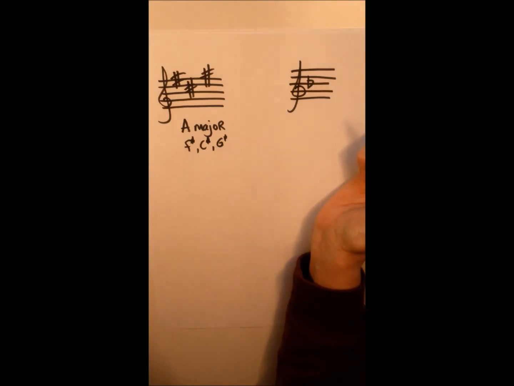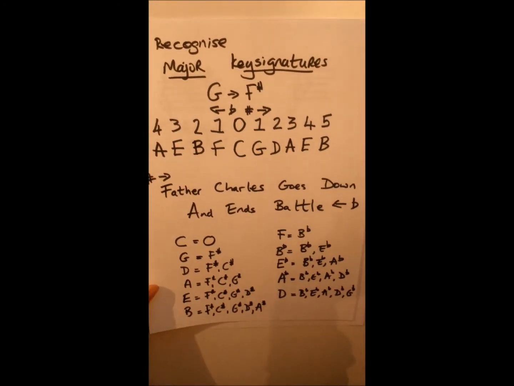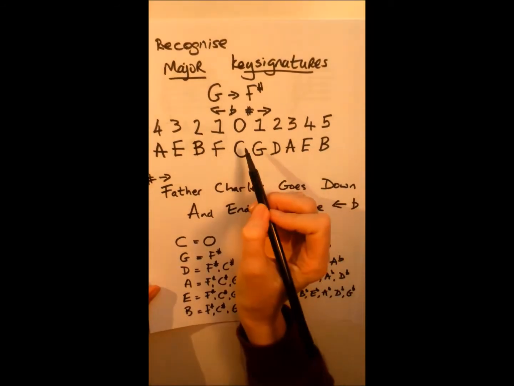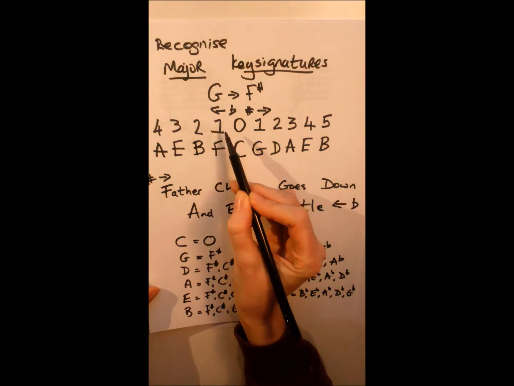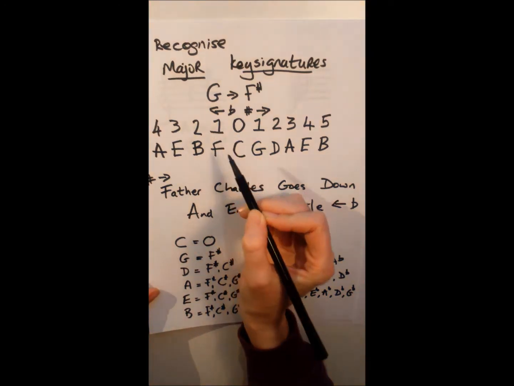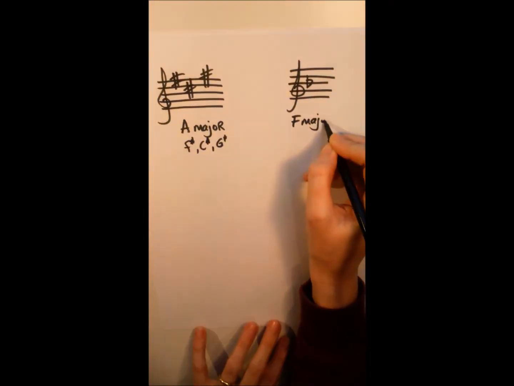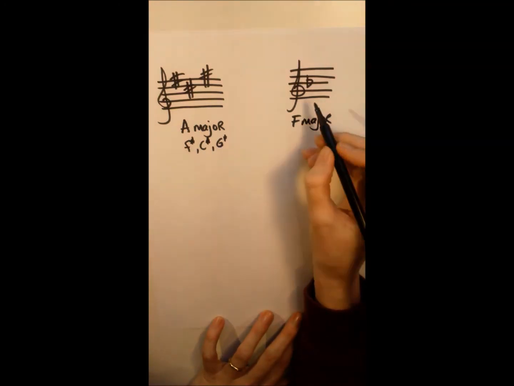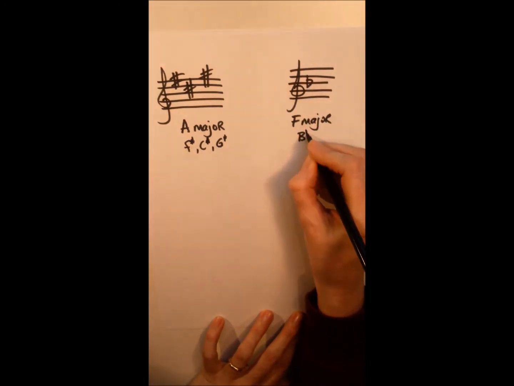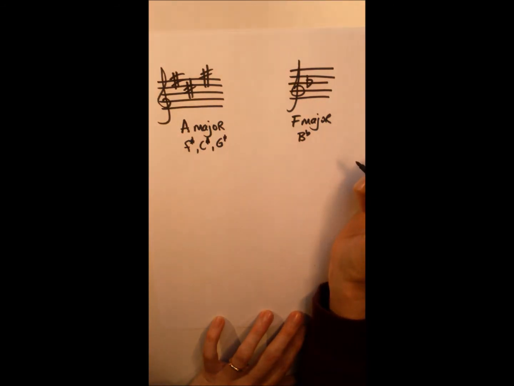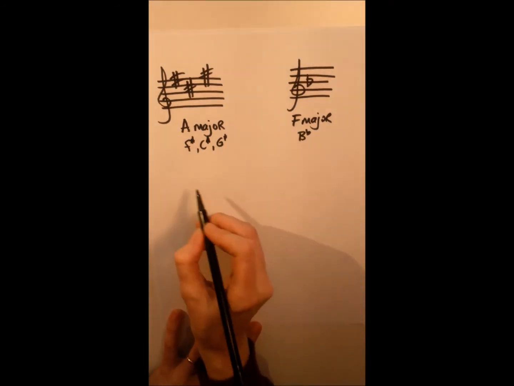What scale has 1 flat? Let's go back to our chart. There's our chart. C has 0. Go back 1 for flats. 1 flat is the scale of F major. What is the name of that flat? We can work that out too. E, G, B flat. So the flat is a B flat. I'll give you another example.